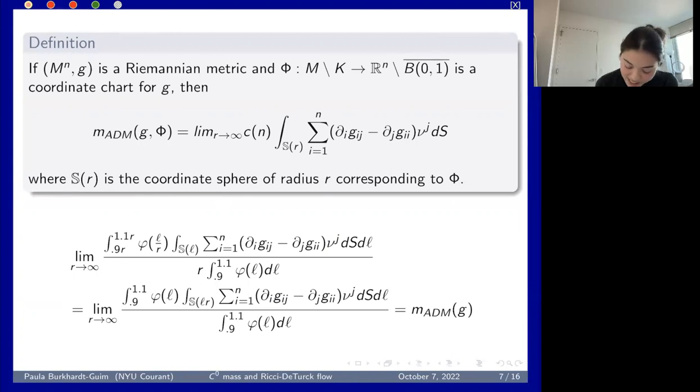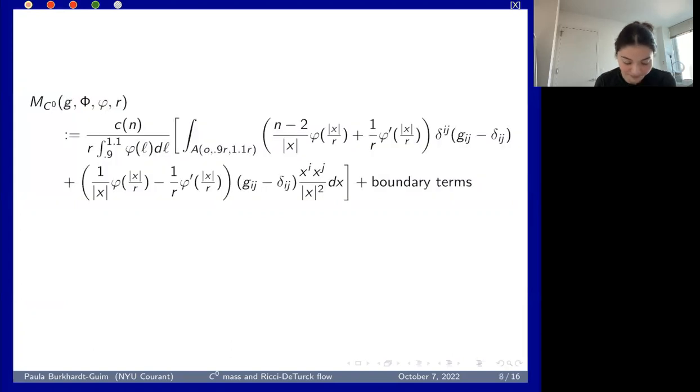Okay. And so if I were to carry that out, I would get the following expression. Here, as I said, I'm integrating over an annulus. And as a result of putting the derivatives onto the test function, I get these terms involving the test function and the derivative of the test function.